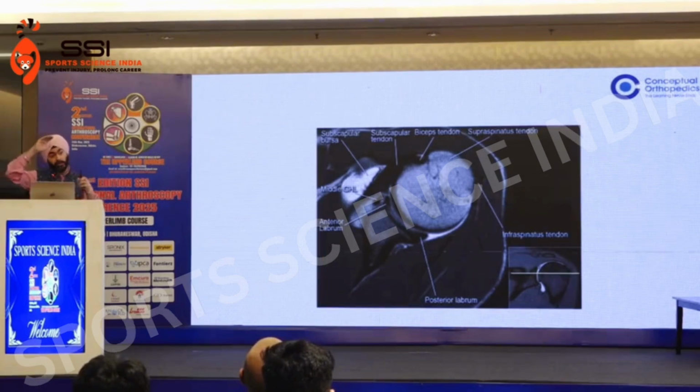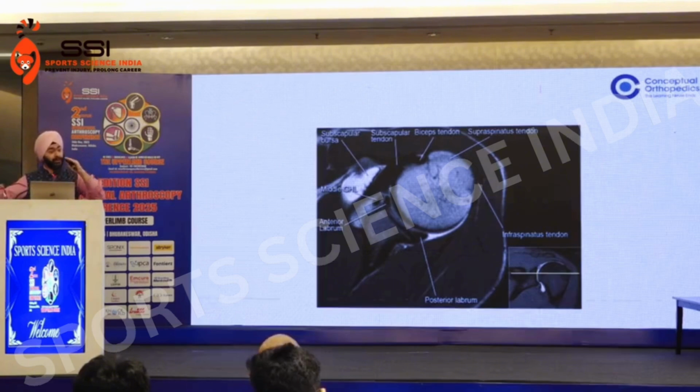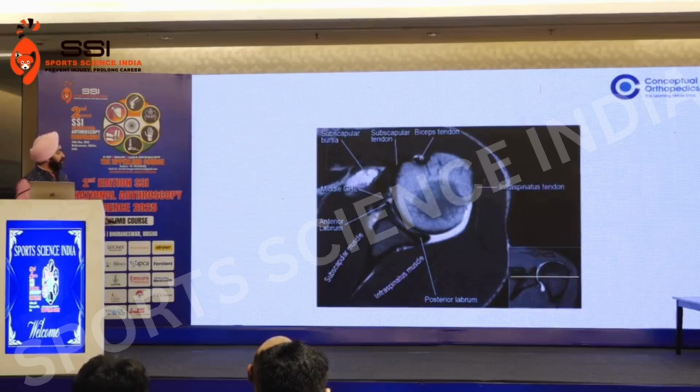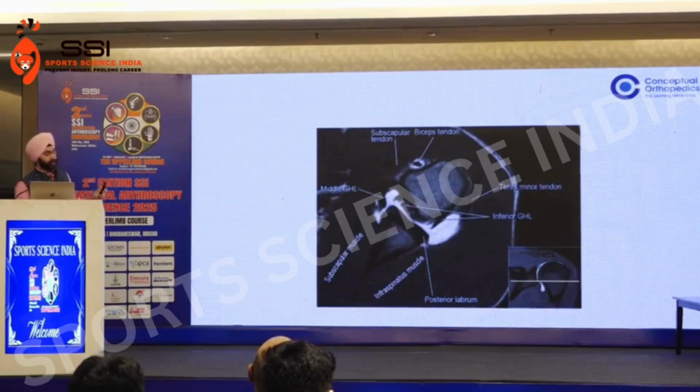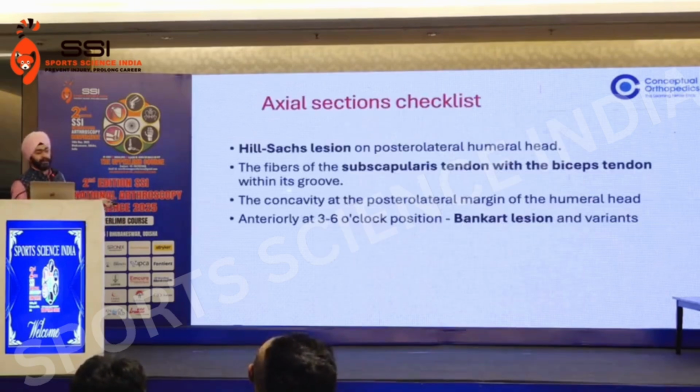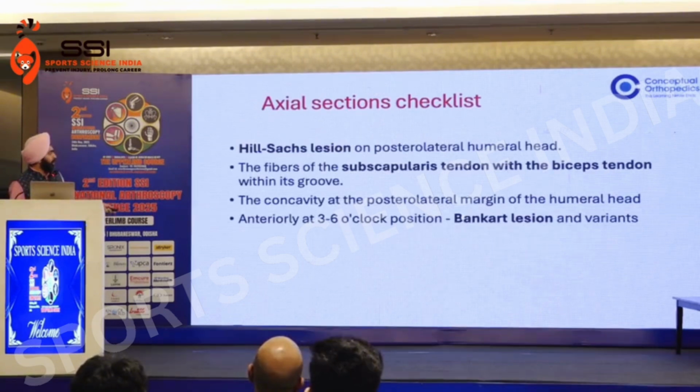So there will be one thing. If you're seeing a Bankart tear, you should not be seeing Hill-Sachs at the same level. Superiorly, you will see a Hill-Sachs. Inferiorly, you will see a Bankart. So these are the things you need to see in an axial section. Just repeating: Hill-Sachs, subscapularis tendon with biceps, and Bankart tear.